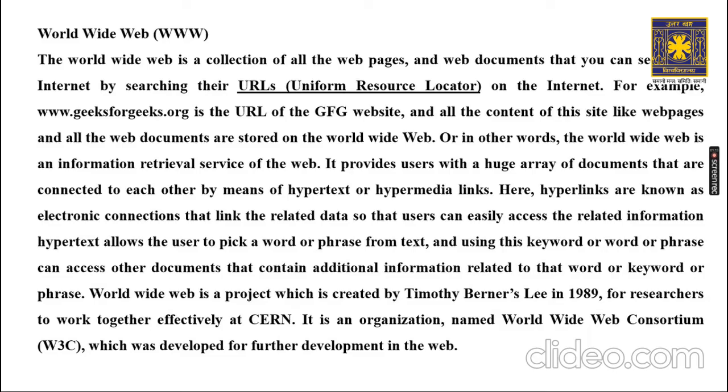So when you connect different web pages, it becomes a website. There are millions of websites on the internet, and using www you can access any of these websites. So www is a collection of all the web pages on the internet and web documents that you can see. And how do you reach some website? Using URL, Uniform Resource Locator.